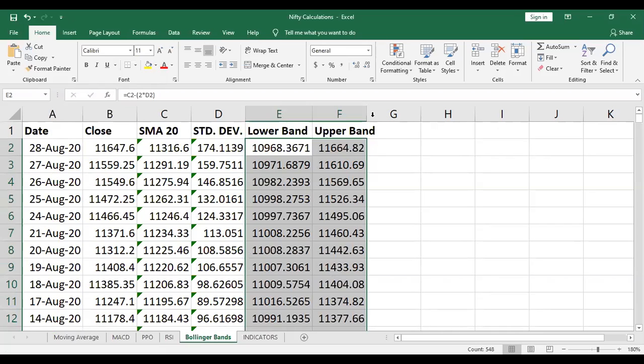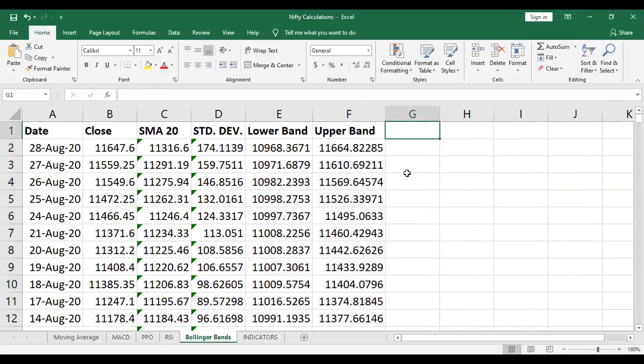Now, for which purpose will it be used? To see whether a fresh breakout may be possible or not. Whenever the market is continuously 2 times below the lower band or above the upper band, then a fresh breakout, either downside or upside, may be possible. Now we are using this formula in Excel.